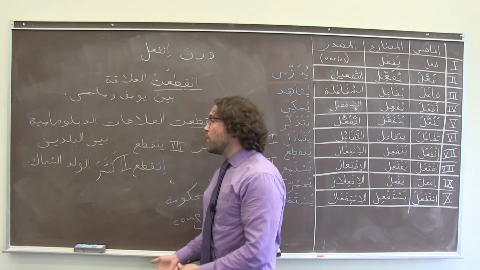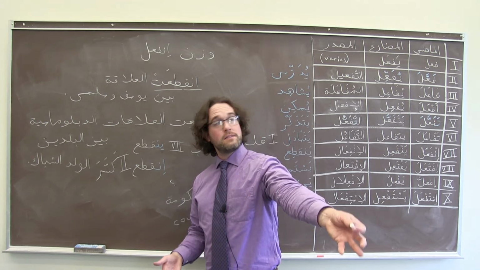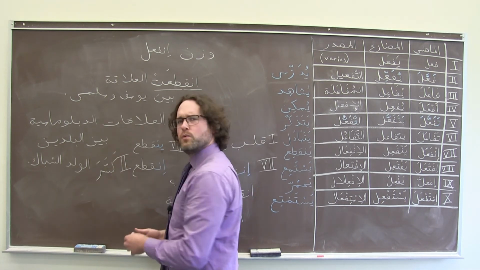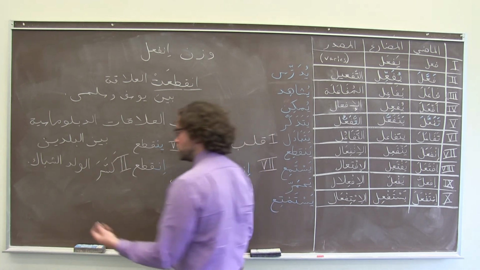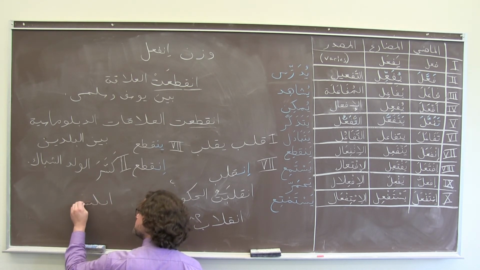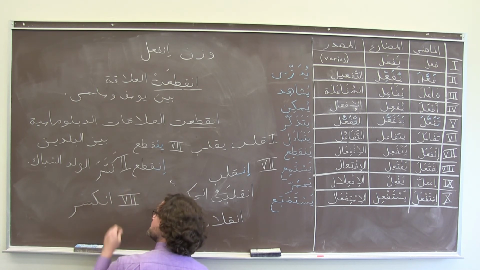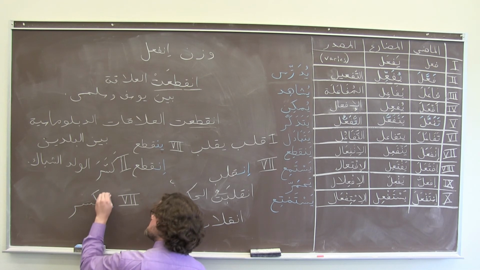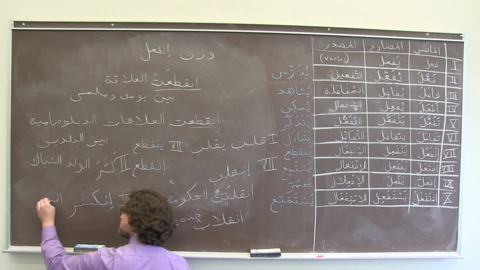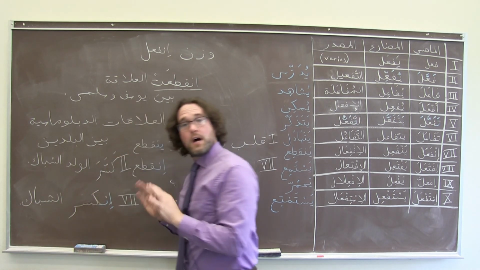Form 2. Or maybe I didn't see anyone and there's a baseball on the floor and I see the window is broken, but I can't be certain, so it might be more appropriate to just say, the window was broken. We don't know by whom. And in that case, I would use Form 7. انكسر الشباك. And I hold off on my accusations.